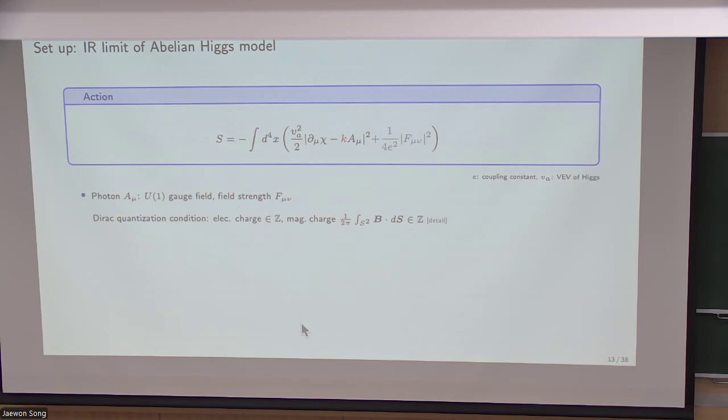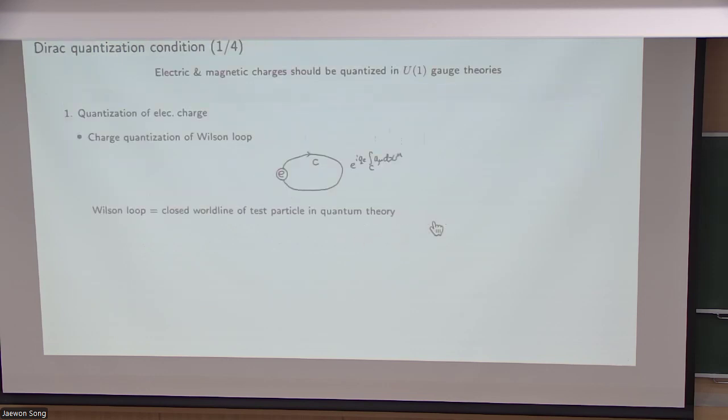So let us consider this action. This action is the low energy limit of the Abelian-Higgs model. Let me explain the action. A mu is a photon, which is a U1 gauge field, with field strength F mu nu. Since this is a U1 gauge field, the Dirac quantization condition is assumed, which means that the electric charge and the magnetic charge should be integers. And later, I would like to use the Dirac quantization condition. So let me explain this in detail.